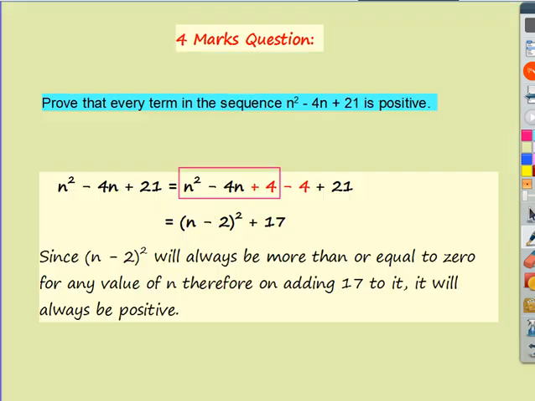Let us go for a different question. This is a different question, a 4 mark question. Sometimes children don't understand, students don't understand how to prove it. So they are saying prove that every term of the sequence. So you can find terms.